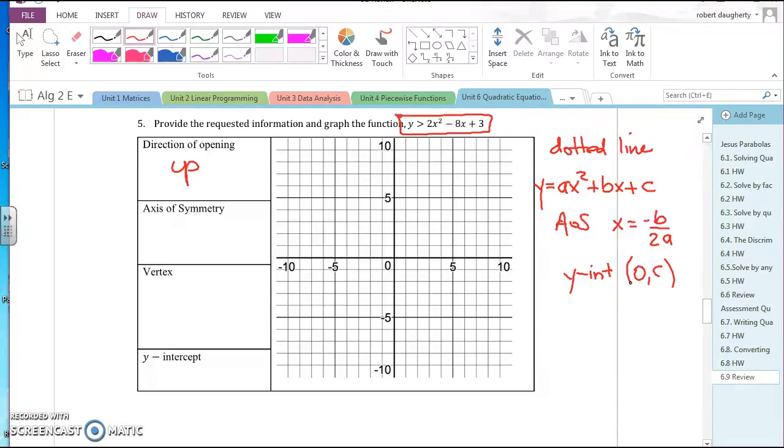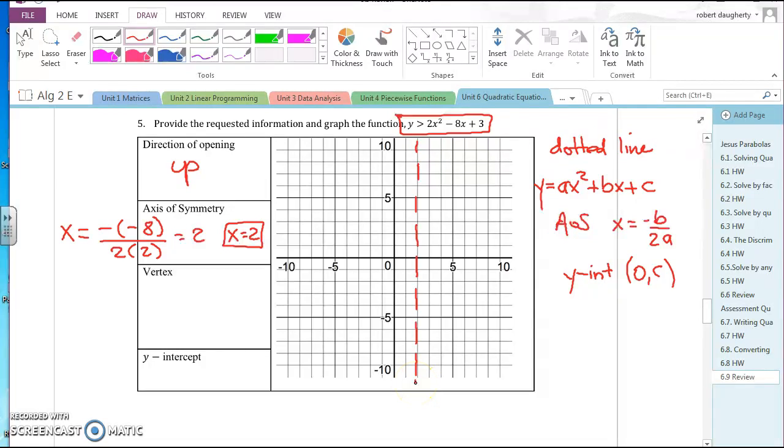So if I look at this, the axis of symmetry in my case is going to be x equals negative of negative 8. So that's negative b over 2 times 2. So that's going to be 8 over 4, which is 2. So x equals 2 is the axis of symmetry. So I draw a dotted line at x equals 2.